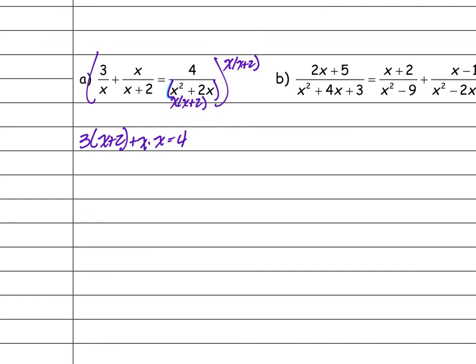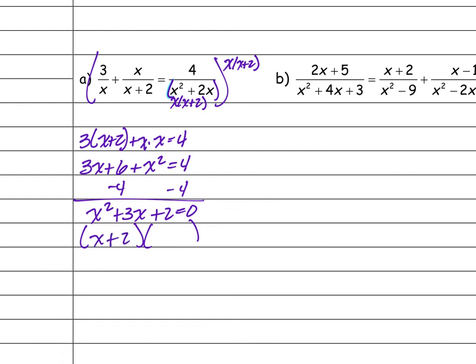Distribute. Erase it. Subtract 4, and I get, I'm going to write it in order now: x squared plus 3x plus 2 equals 0. Factor: x plus 2, x plus 1 equals 0.